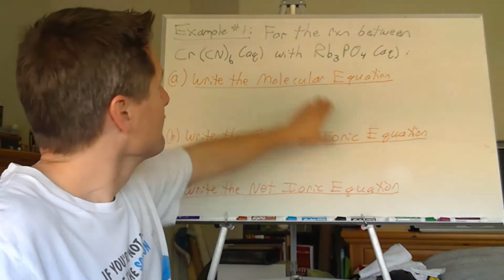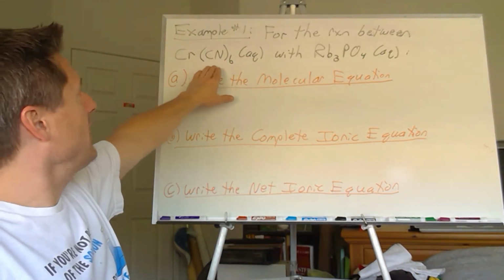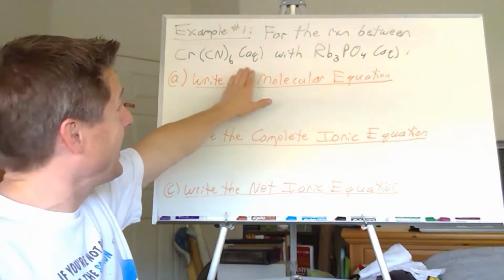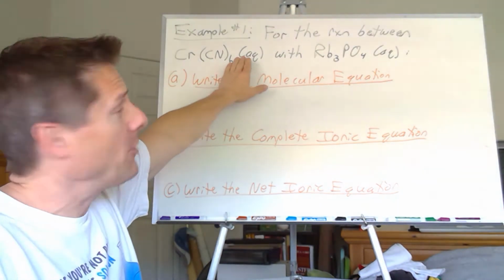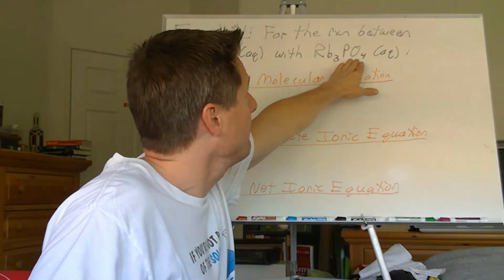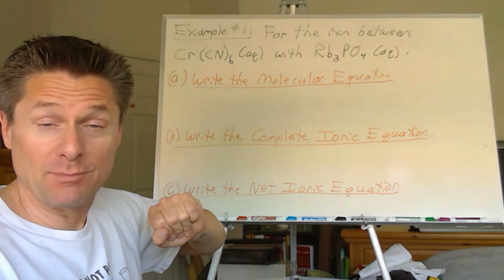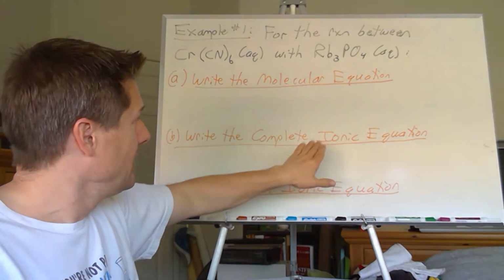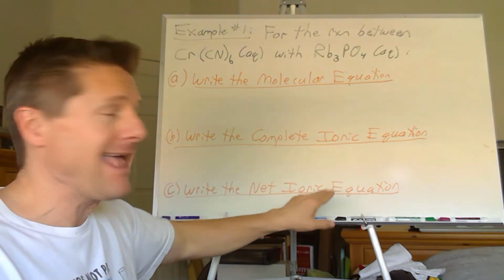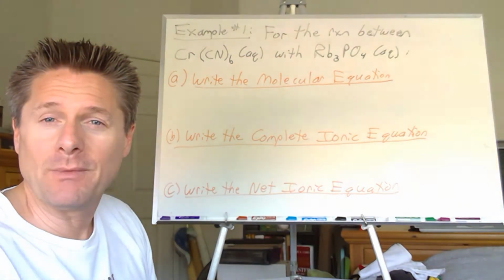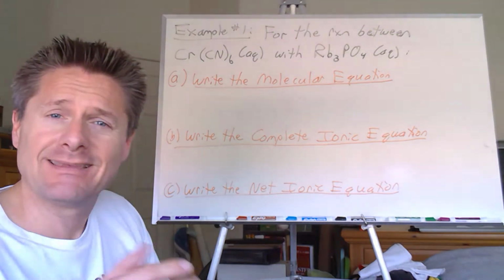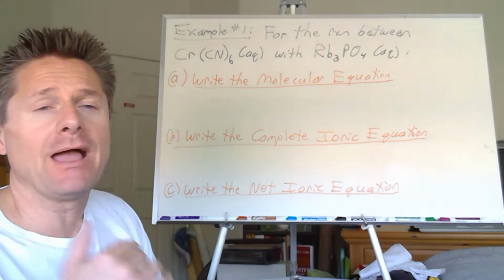Here you go. For the reaction between, looks like chromium-6 cyanide solution, never seen that before, with rubidium phosphate solution. Write the molecular equation, balanced molecular equation, always balanced, the complete ionic equation, and the net ionic equation for me. I recommend you pause this, do it, and see if you get what I got.